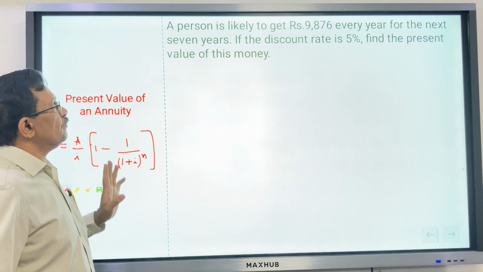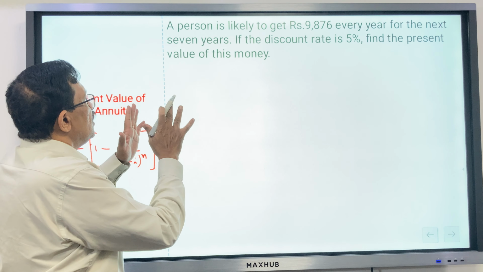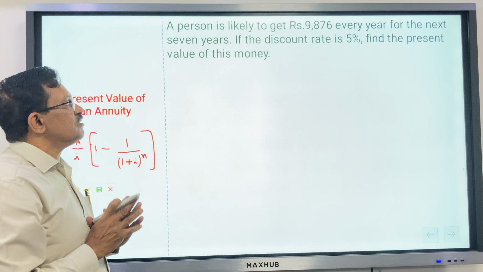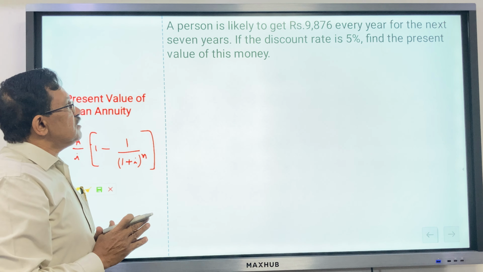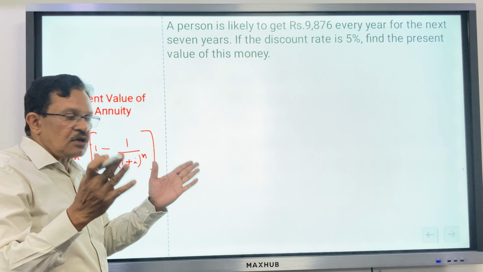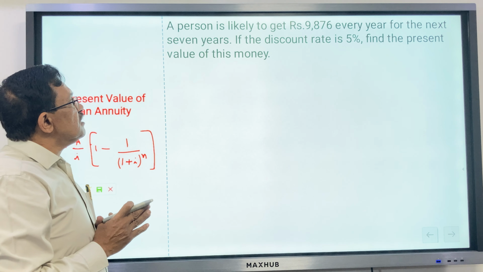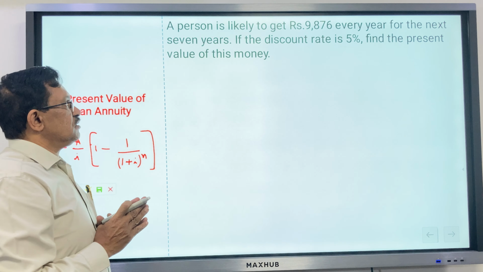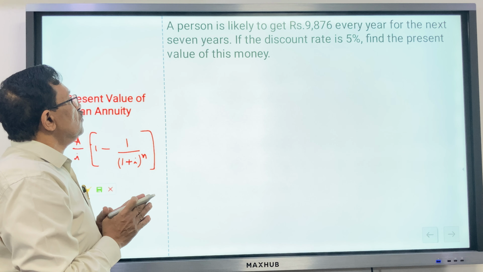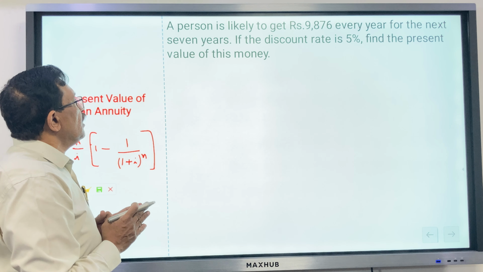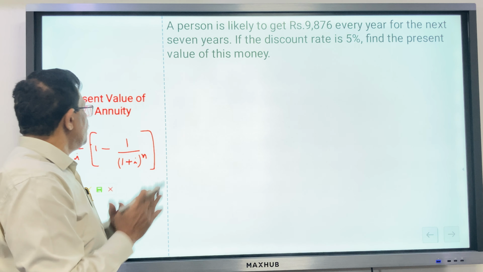So let us read the problem again. A person is likely to get 9,876 every year for next 7 years. So let us understand that A is nothing but here 9,876 and I is 5%, that is nothing but 0.05. Then N is nothing but 7 years. Find the present value of the money. Let us use this particular formula for computing the present value of annuity.